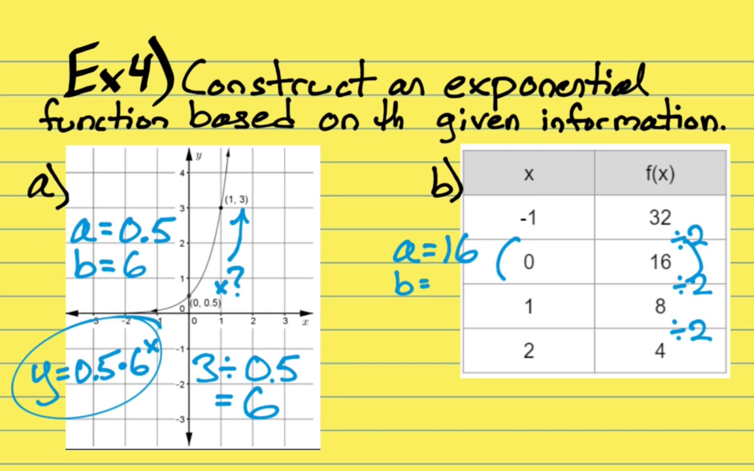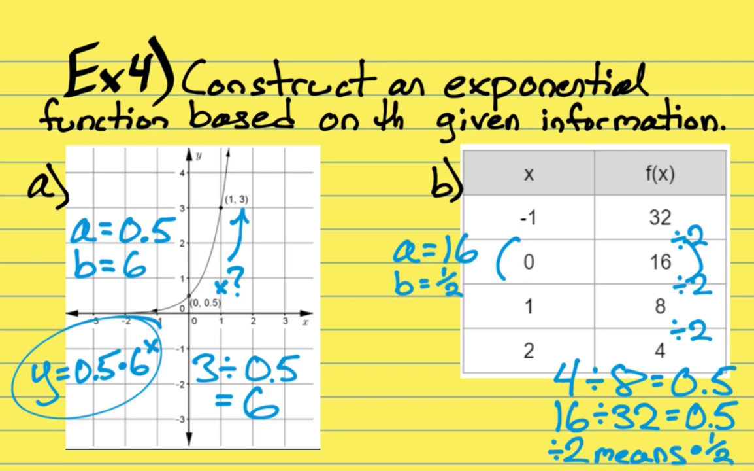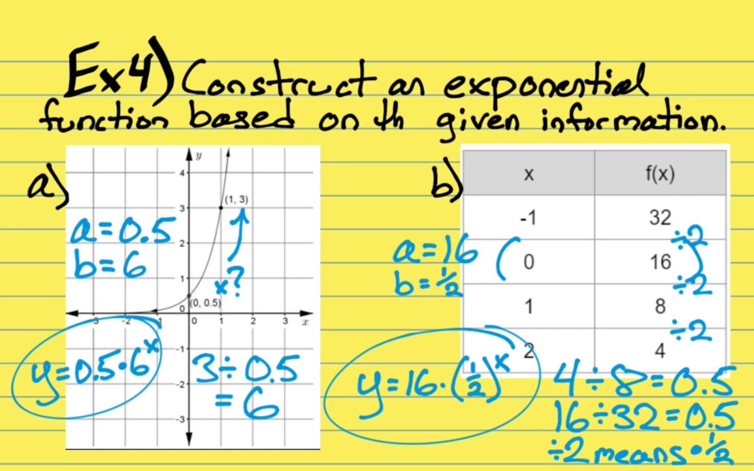What do you multiply 16 by to make it become an 8? If it's not obvious, then just do 16 divided by 32, and you'll get 0.5. Check that again by doing 4 divided by 8, you still get 0.5. So that means dividing by 2 is the same thing as multiplying by 0.5 or 1/2, which is going to become our value for B. Putting it all together, we get the answer of 16 times 0.5, or you could use the 1/2, and then raise that to the power of x.